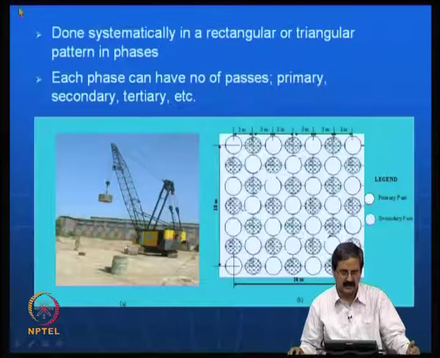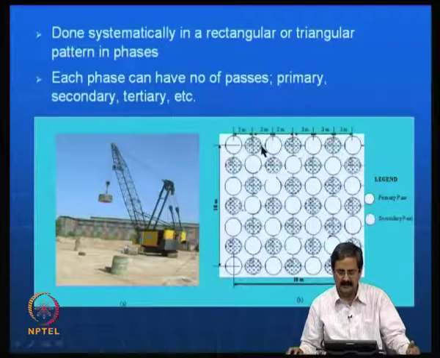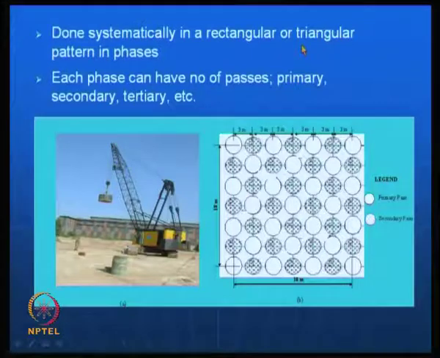You can see here that this is done in a systematic manner. Say for example, these are all the tampings that you have, like these are drops, and it is systematically done in a rectangular or triangular pattern. The patterns could be triangular or square, and then each phase can have a number of passes, and it can be primary, secondary, tertiary.